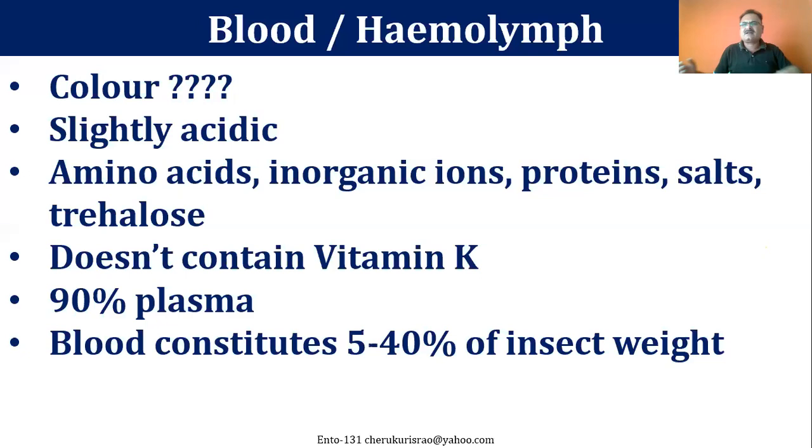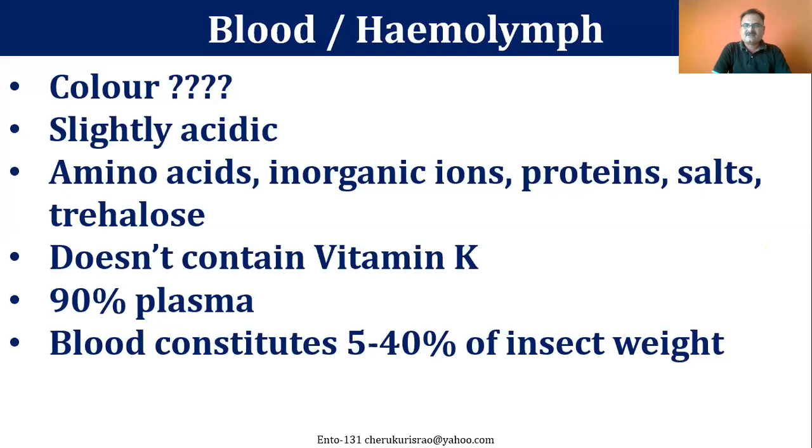So it means the moment the proteins are digested and the amino acids are produced because of proteases, these amino acids will be absorbed through the midgut epithelia and will go directly and dissolve in the insect blood. And another important thing is trehalose. Trehalose is a disaccharide, which is a very, very important disaccharide as far as insects are concerned. And insect blood will have huge quantities of trehalose.